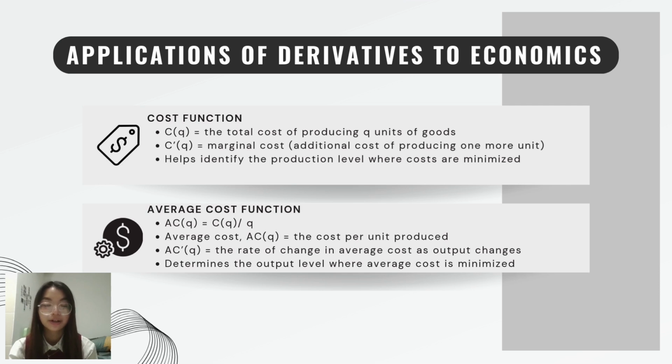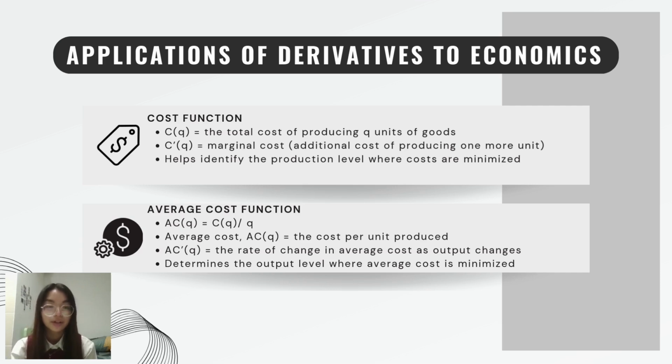A few functions that are used in economics are the cost function, average cost function, revenue function, average revenue function, profit function, and average profit function. The cost function is the total cost of producing Q units of goods, and the derivative of the cost function is the marginal cost, which is the additional cost of producing one more unit. This derivative helps identify the production level where costs are minimized.